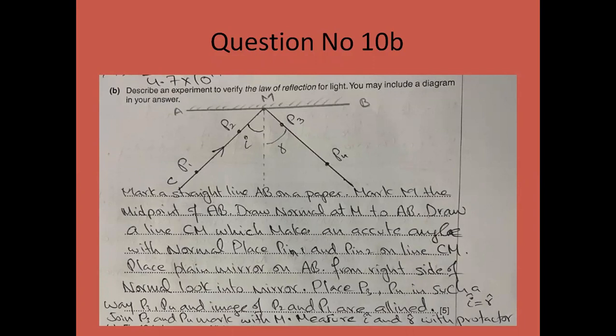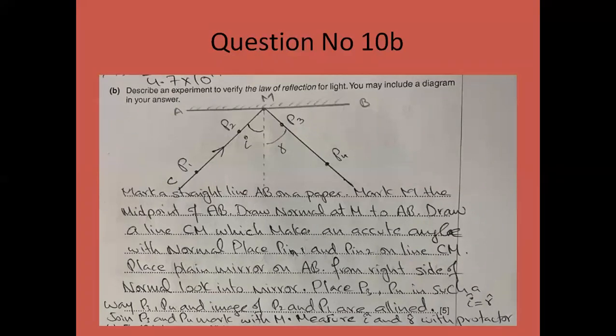Mark M, the midpoint of AB. Draw a normal at M to AB. Draw a line CM which makes an acute angle with the normal. Place pin 1 and pin 2 on the line CM. Place a plane mirror on AB.